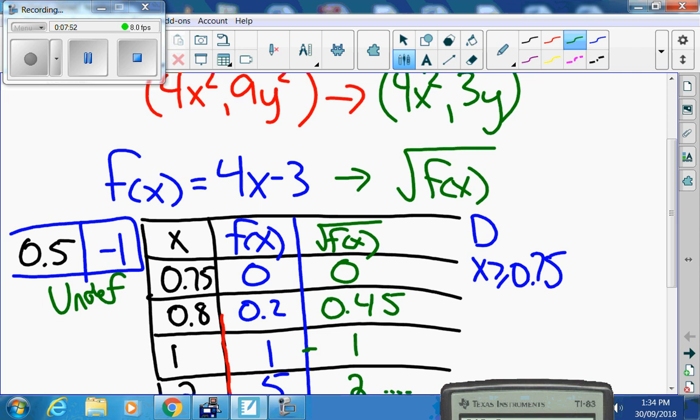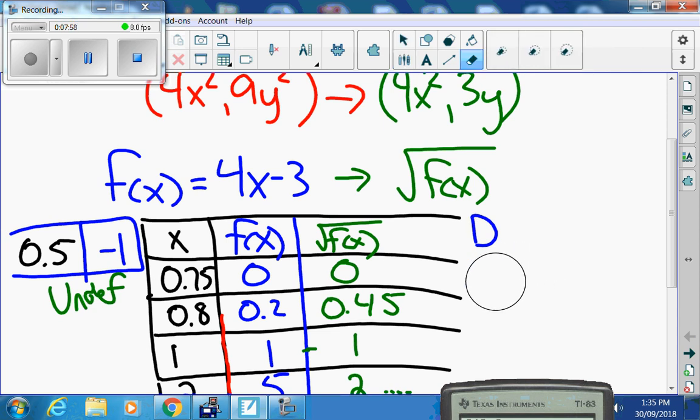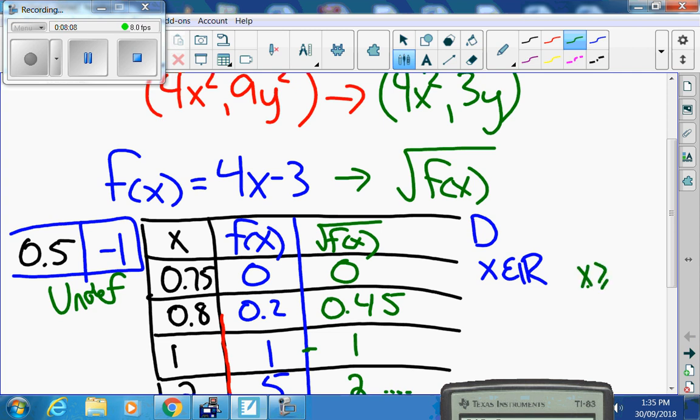So the domain and range of each function. Okay, so the domain of the blue function is everything. Linears are okay, they go all the way around. X is an element of the reals. And for the domain of my root f of x, it's x is greater than or equal to 0.75, because that's the point where the graph starts being real, when it hits 0.